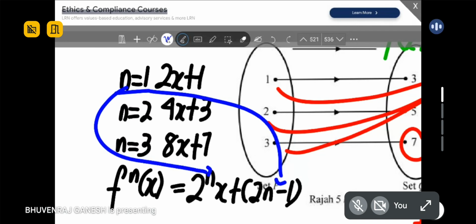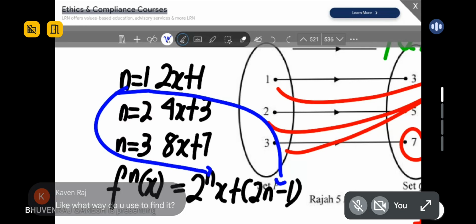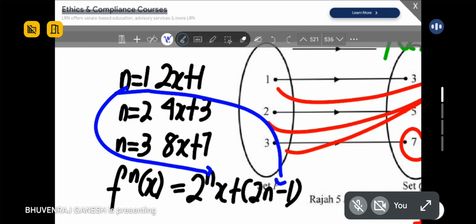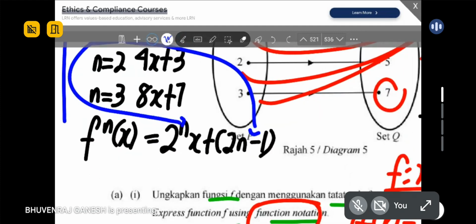Never mind. So n is 2. You substitute inside. So 2 power 2, 4. 2 times 2 minus 1, 3. And then n is 3. 2 power 3 is 8. 2 times 3 minus 1, 7. So it satisfies everything lah. Understand guys? Dapat tak? So this is your fnx.